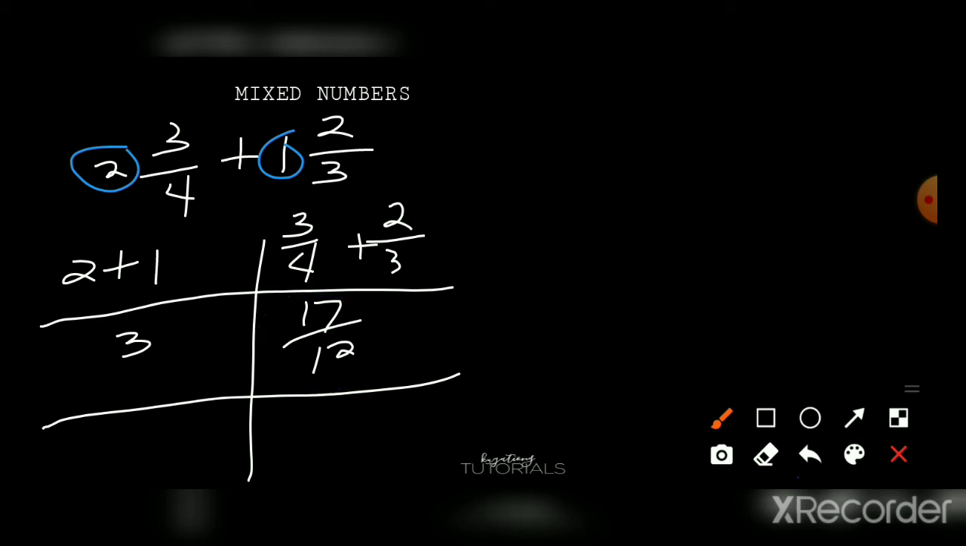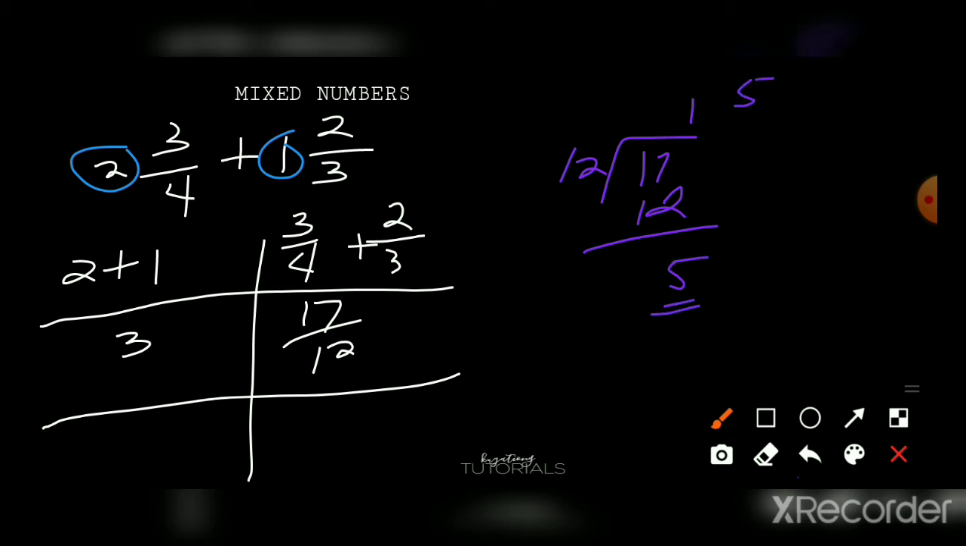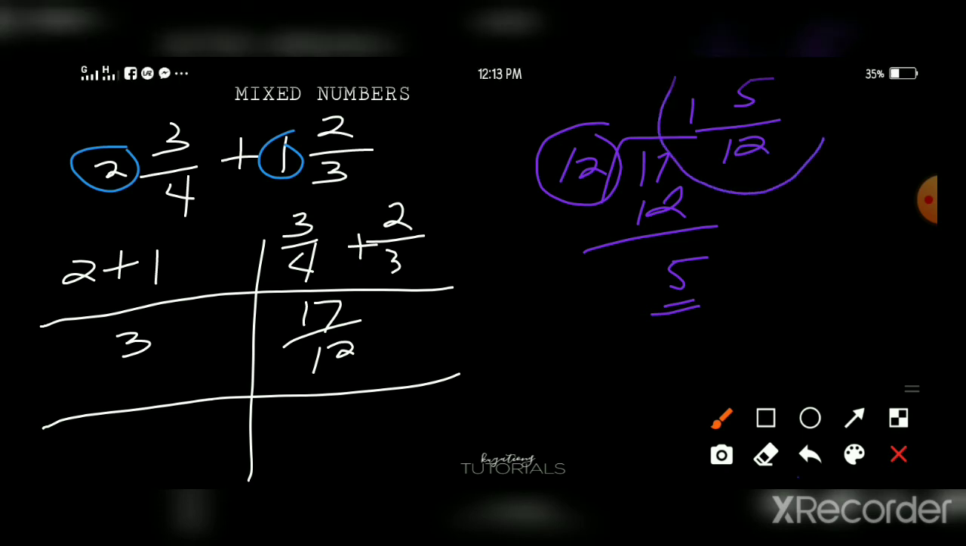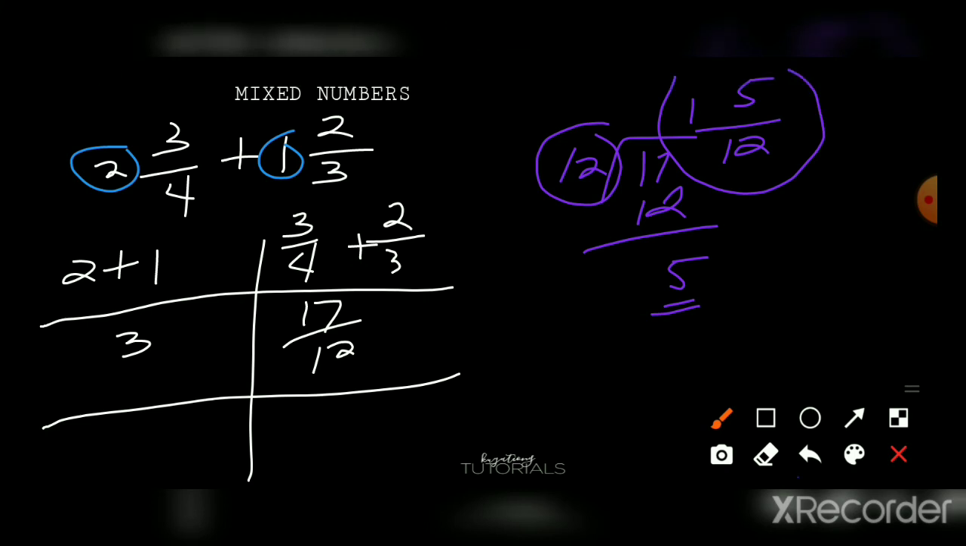Okay, so mag-divide ta. 17 divided by 12, pila man ni? This is 1. By the way, lahi ang style pag-divide ha. So pila ni? This is 5. So ang remainder, ibabaw, kining divisor, maoy ubos. So ang answer na is 1 and 5/12. Okay? 1 and 5/12.